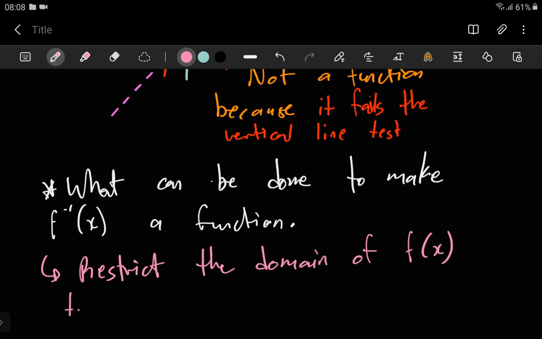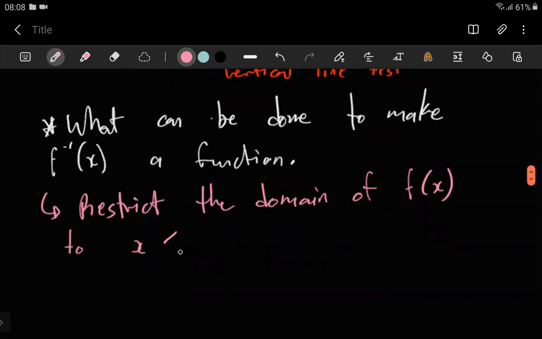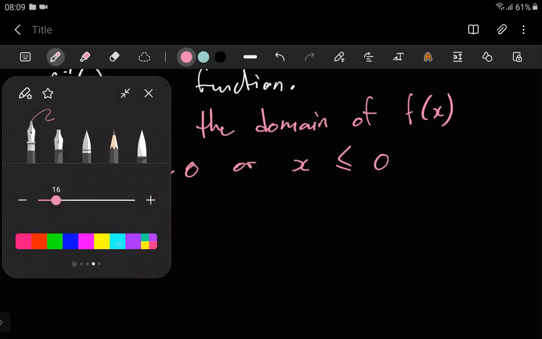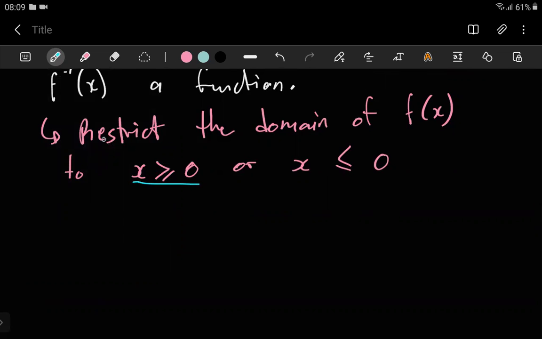To x is... it doesn't matter. You restrict the domain to x is bigger or equal to 0, or x is smaller or equal to 0. What that means is, let's use the first option here. Let's underline it in blue. If you restrict the domain of the original graph to this, what that means is, in your image, this is your original graph. It looks like this. Now, what you know is that this is positive x values, these are negative x values.